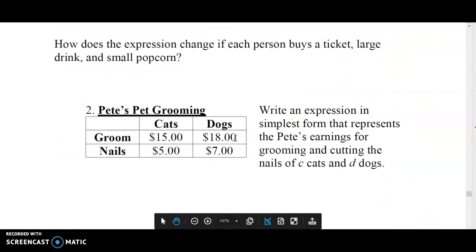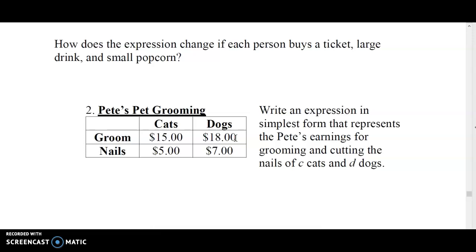So here it says, how does the expression change if each person buys a ticket, large drink, and small popcorn? Well, you go back to their prices. The ticket is $7.50x, and if you look back up, the large drink is $3.50, so $3.50x, and then the small popcorn now is $3, so $3 times however many. Then when you add all three of those together, combining your like terms, you're going to get 14x. And all that means is that it's $14 now instead of $14.25. So it's 25 cents cheaper.